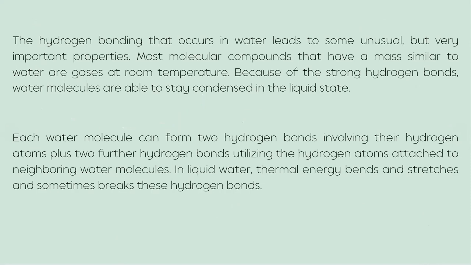Most molecular compounds that have a mass similar to water are gases at room temperature. Because of the strong hydrogen bonds, water molecules are able to stay condensed in the liquid state. Each water molecule can form two hydrogen bonds involving its hydrogen atoms, plus two further hydrogen bonds utilizing the hydrogen atoms attached to neighboring water molecules. In liquid water, thermal energy bends and stretches and sometimes breaks these hydrogen bonds.